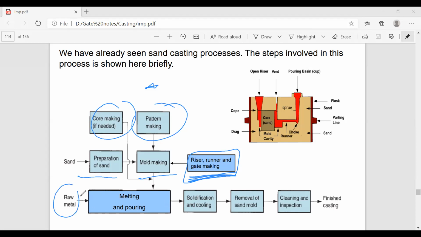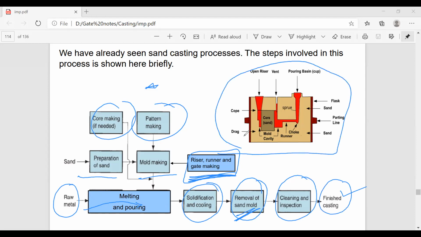Then what are the steps? First, raw material is melted and poured. Then solidification and cooling takes place. Then we remove the molten sand mold, and then cleaning and inspection, and then we will get the finished casting. This is the proper pattern of this. The upward portion is known as cope, and the downward portion is known as drag. Cope and drag are separated by a parting line. I have drawn the parting line here, because the mold is made in two halves, right?